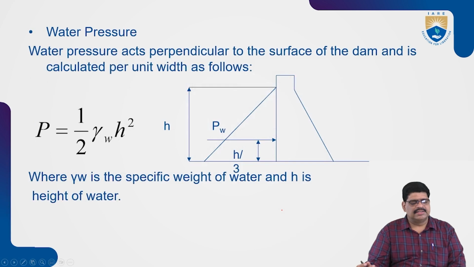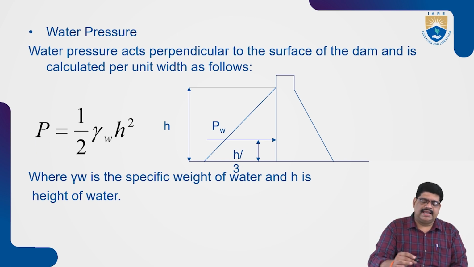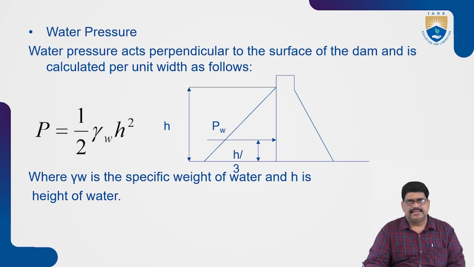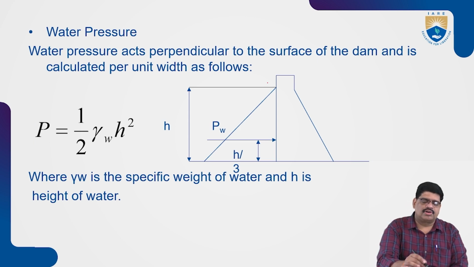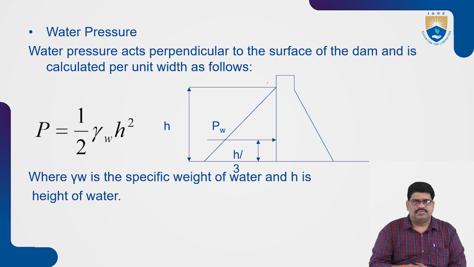So another one is water pressure. How can the water pressure be affected? See in the diagram, it can be shown clearly that the water pressure depends on the height of the water, which is generally stored up to the FRL, that is, the full reservoir level. The full reservoir level will be here. So PW is nothing but the water pressure.